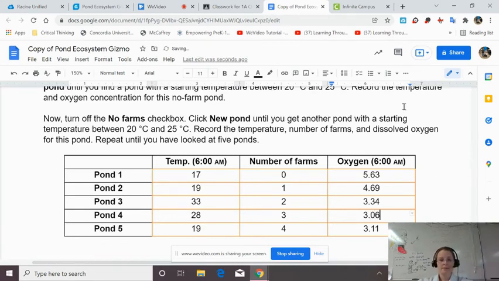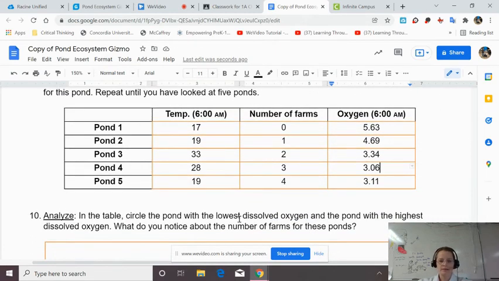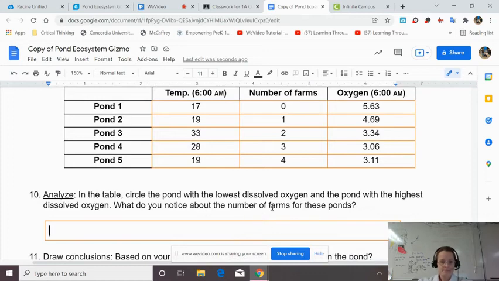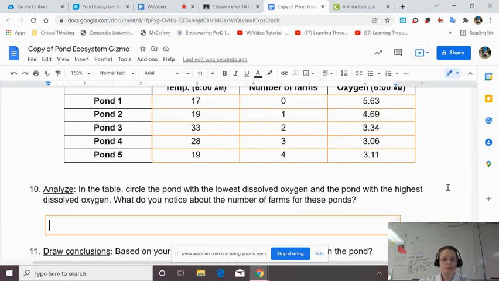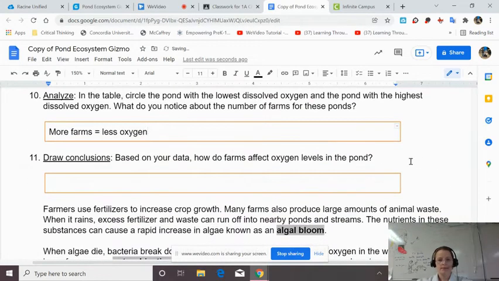All right. Oh, see, we had to do between 20 and 25. I didn't follow that. So the lowest and the highest, just what we noticed before. More farms equals less oxygen. Based on your data, how do farms affect oxygen levels? Farms cause oxygen levels to go down.